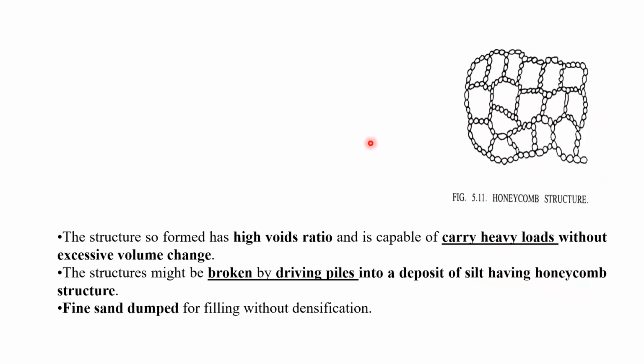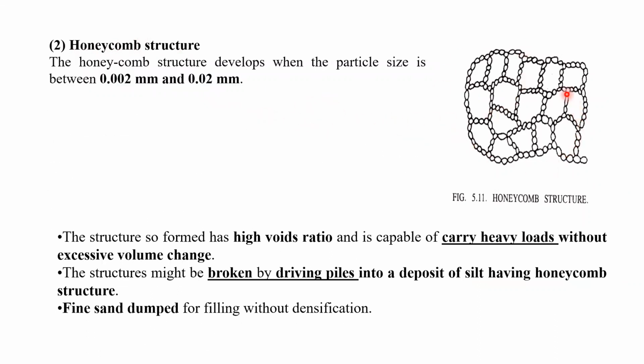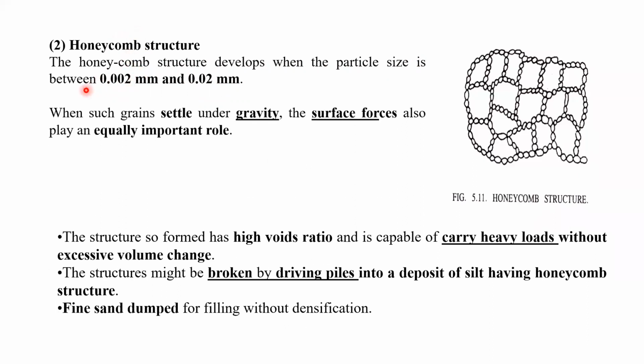The next structure is the honeycomb structure. It is just like a honeycomb, okay? This formation develops when the particle size is in between 0.02 millimeter and 0.002 millimeter. When the particle size is in between, the honeycomb structure formation takes place. When such grains settle under gravity, surface forces also play an equally important role.